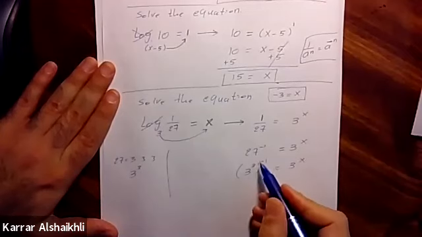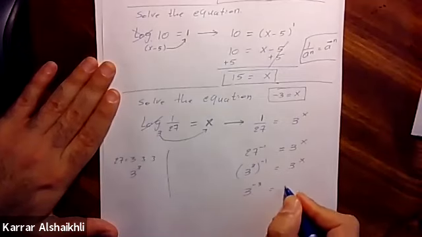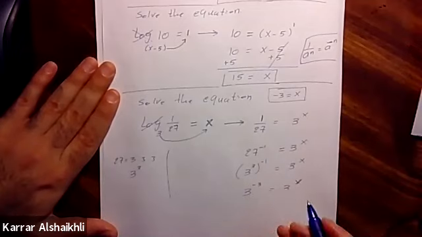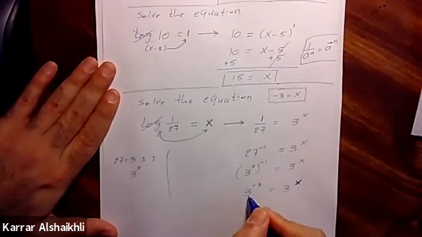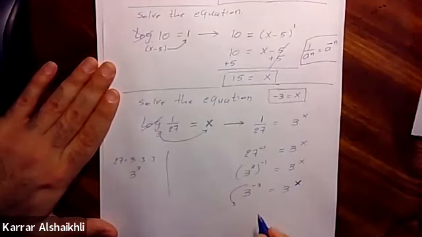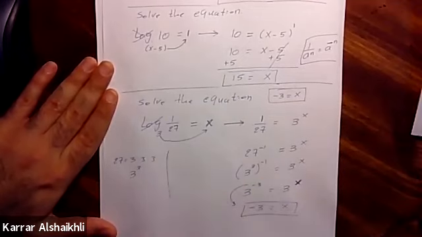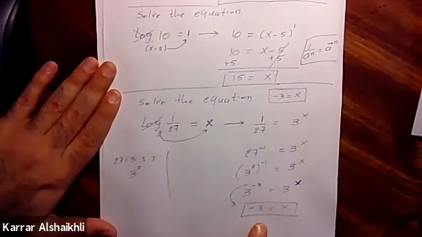Can I multiply these two exponents? Yes. So it's going to be 3 times -1, which is -3, equal 3 to the x. I have equal bases. That means I have equal exponents. So I'm just going to write down the exponents, -3 equal x. The same solution. So if you plug in everything here in the calculator, you will get -3.